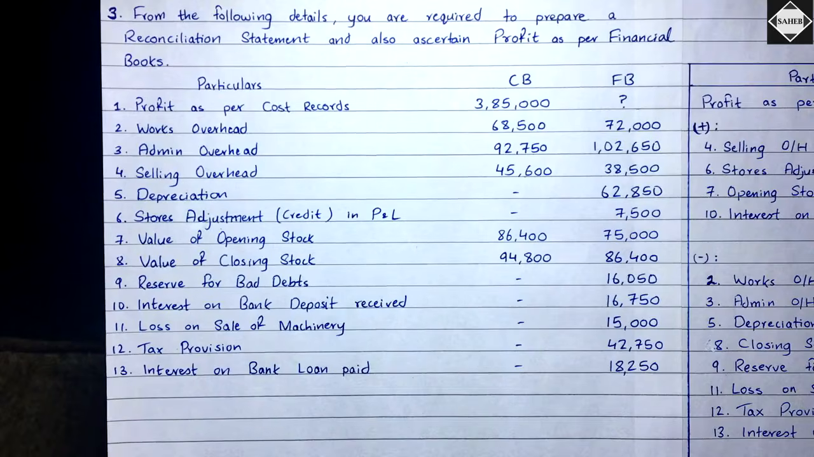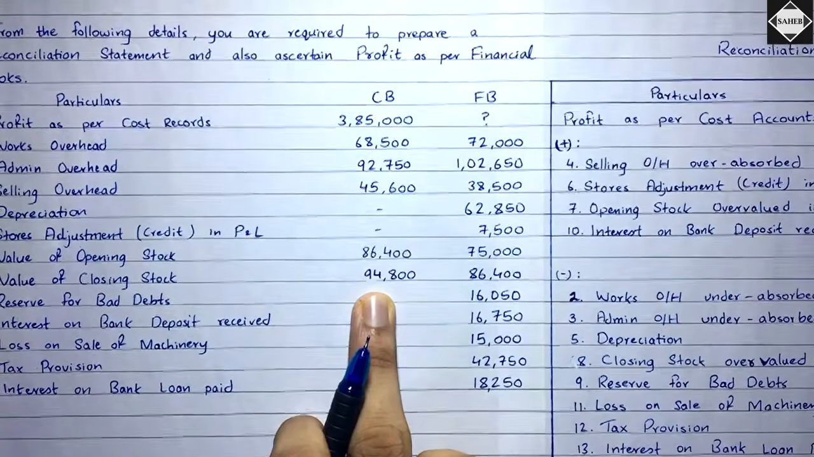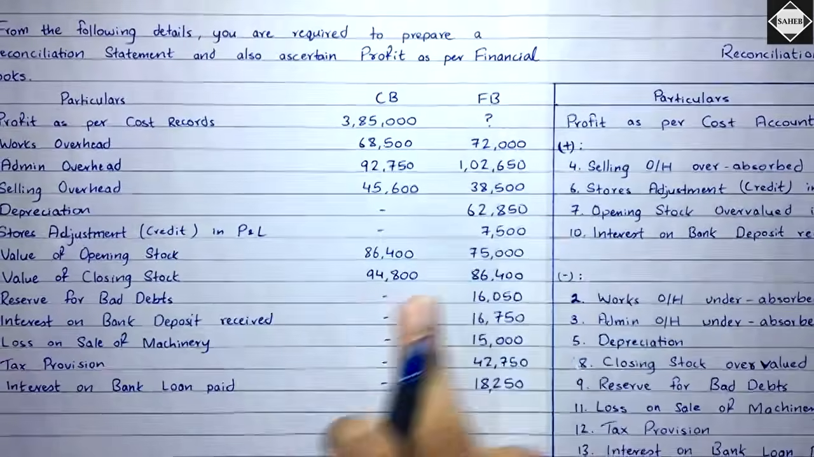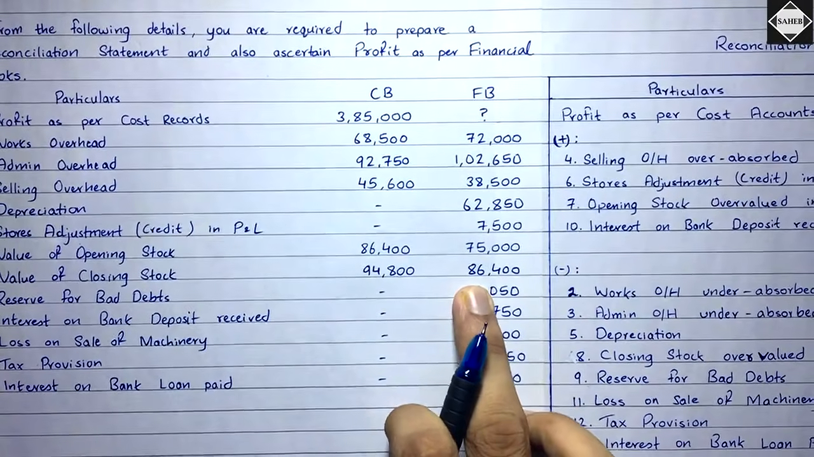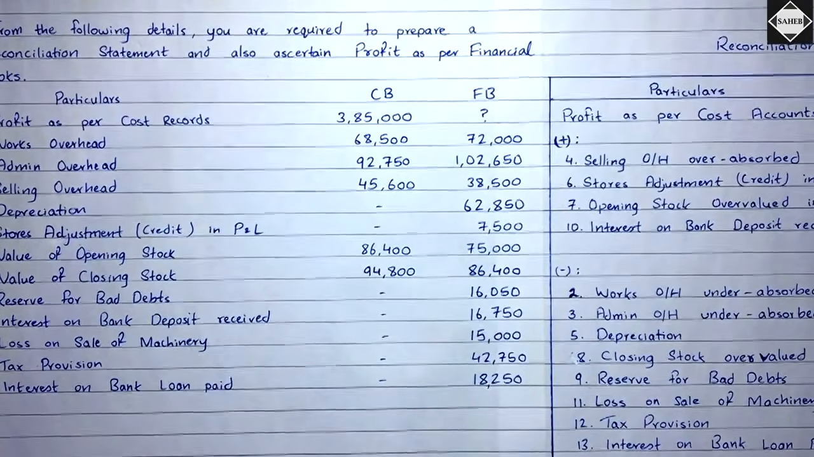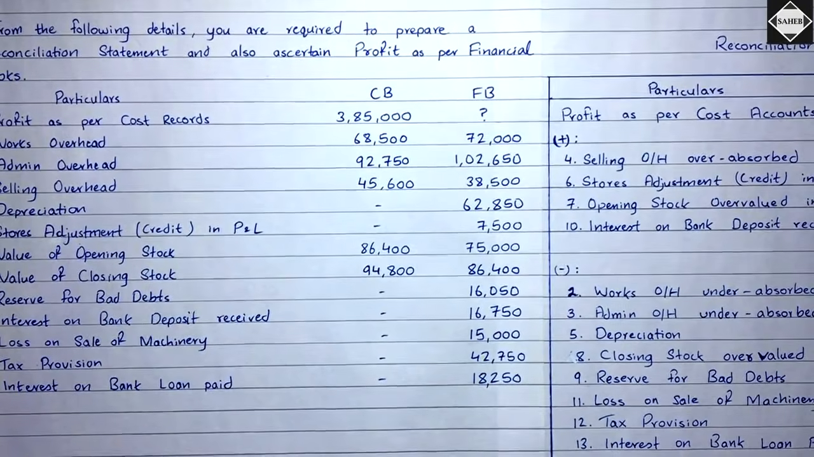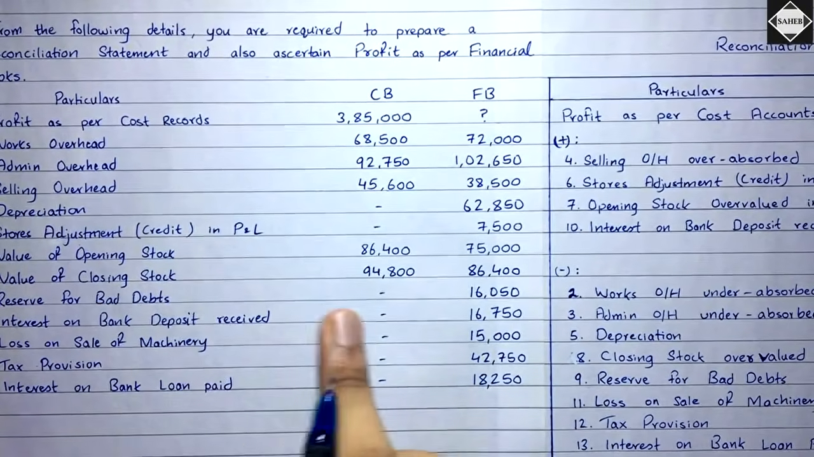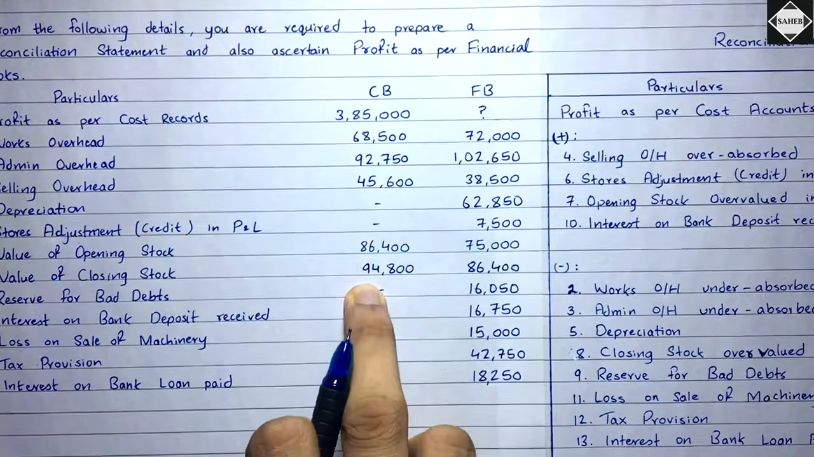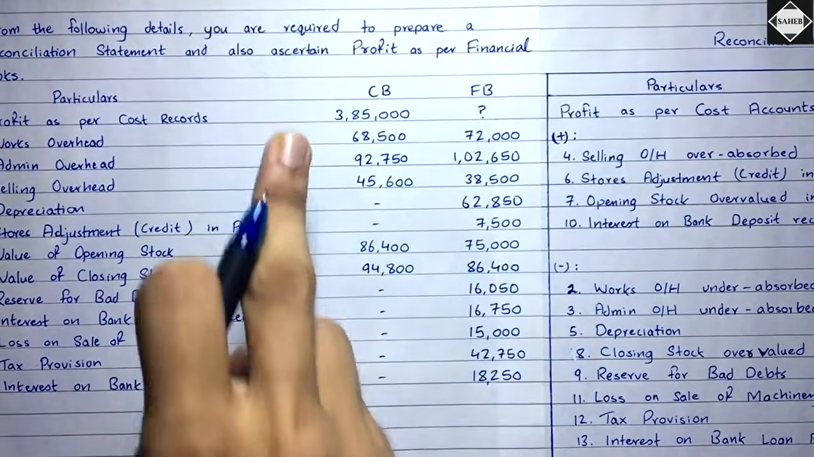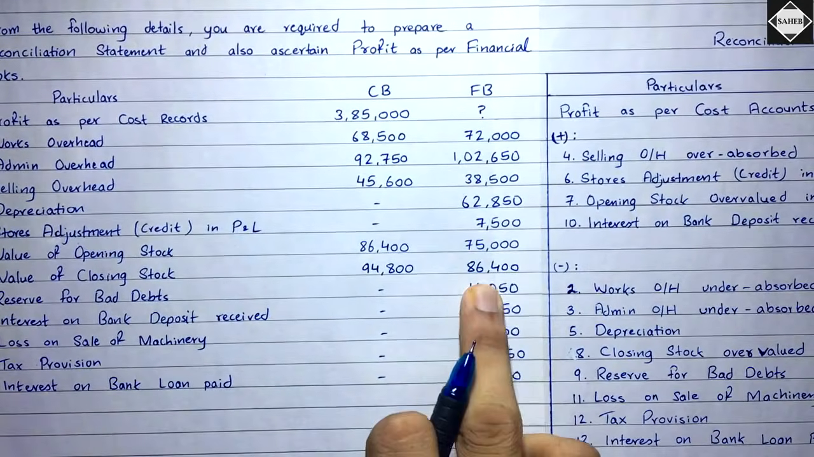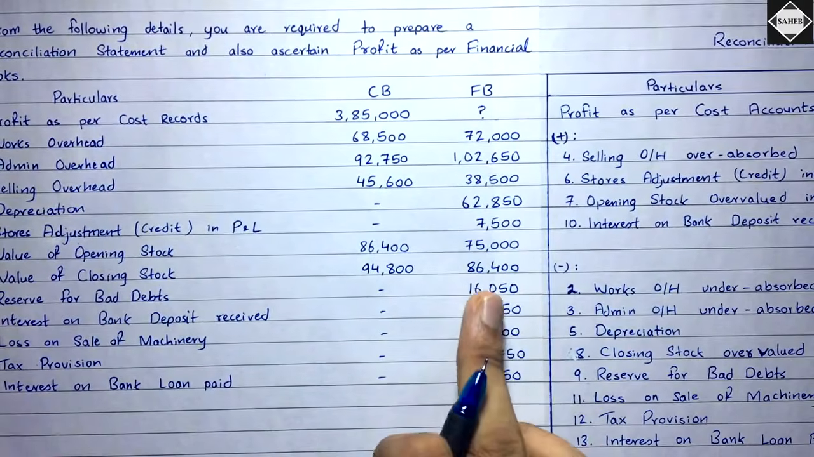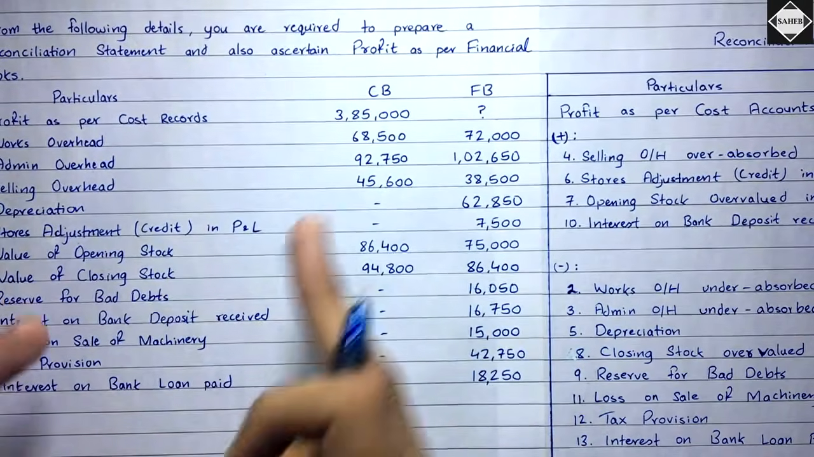Yeah, it's the same as all the other transactions, isn't it? You can easily do it, right? See here, 94,800 in costing books and in financial books it is 86,400. Just by looking at these two figures you can understand that closing stock has been overvalued in the costing books, isn't it? 94,800 in costing books and 86,400 in the financial books. It has been overvalued in the costing books.